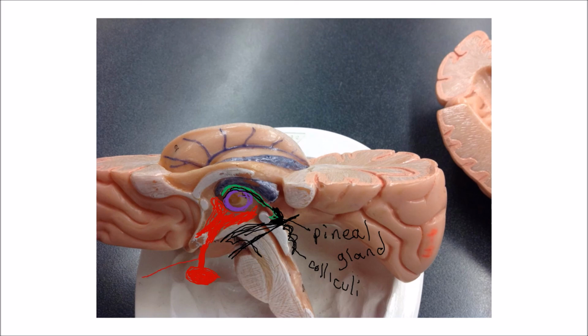Now the stalk is a fun word. It's called an infundibulum. I'm in the club and I'm having fun. Infundibulum. And the little bean that's hanging off of the infundibulum is the pituitary gland.